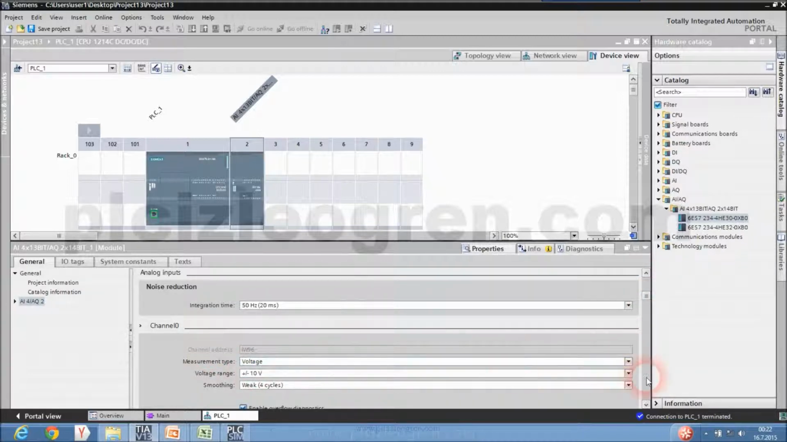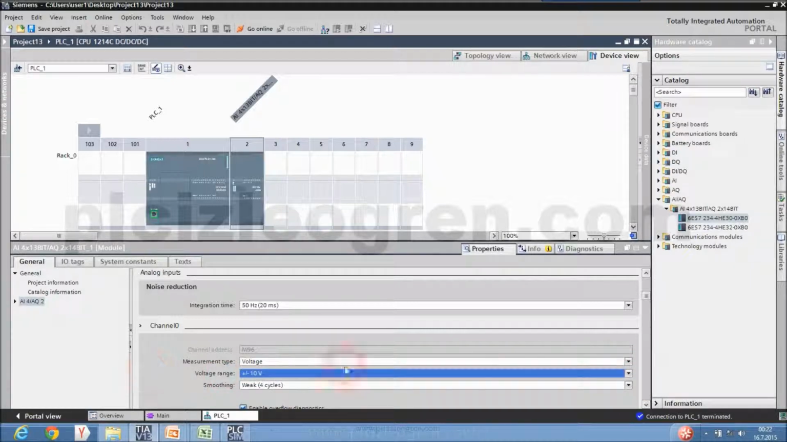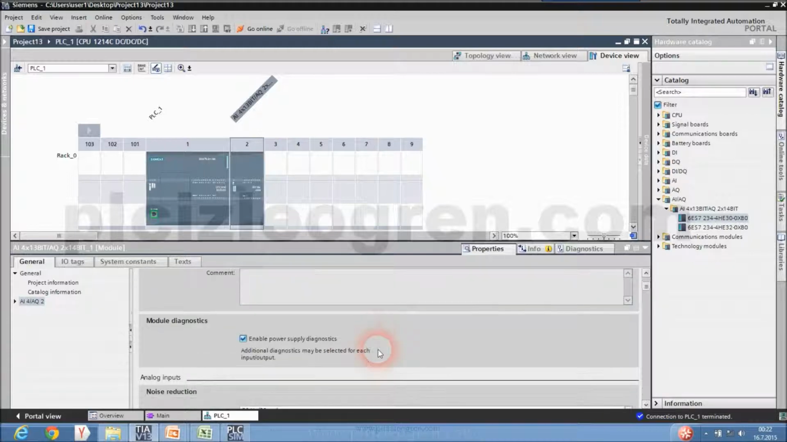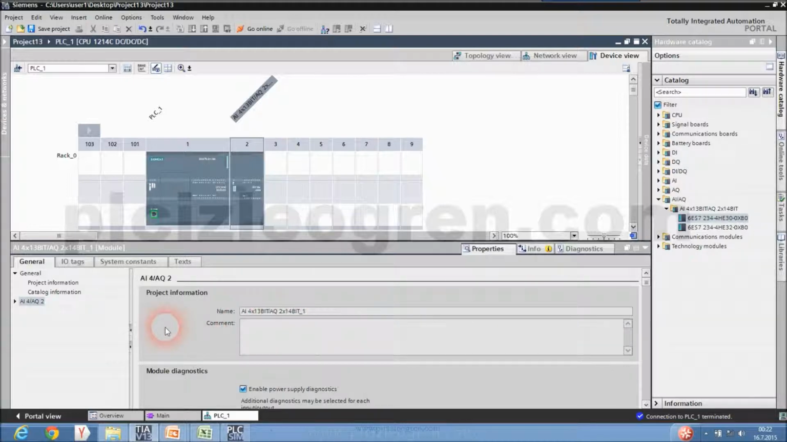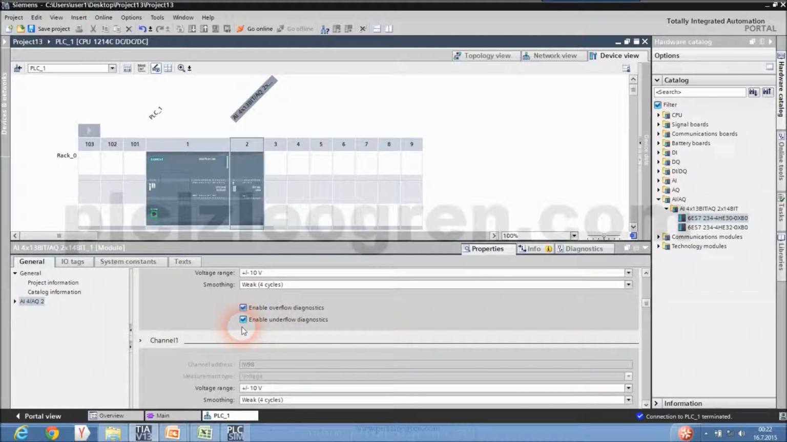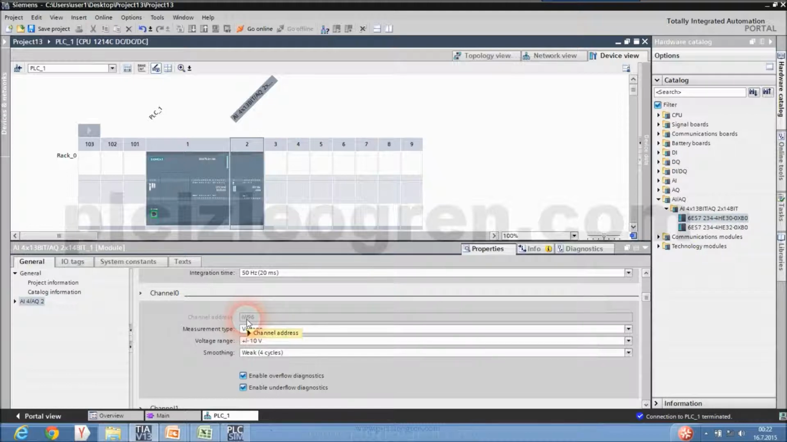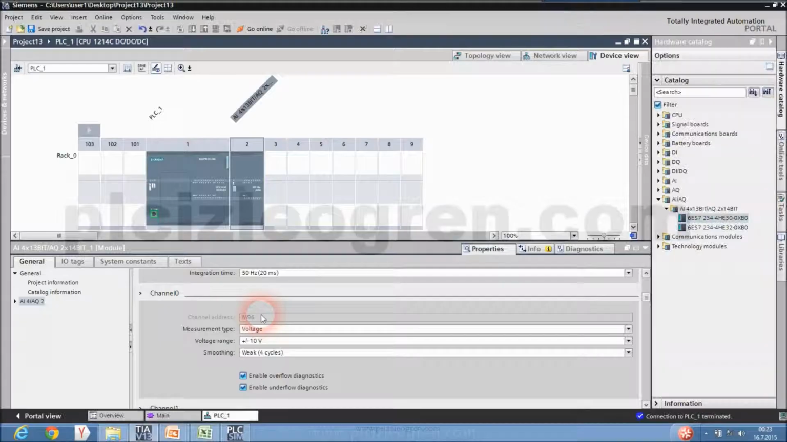For example, it can measure 2.5 and 5 volts negatively and positively. It can also measure current value. From there, if you like, you are able to measure current values. This is a card that can also measure 0 to 20 milliampere current. We have set our voltage measurement settings from there, and from here we will use the IW96 channel of this card.